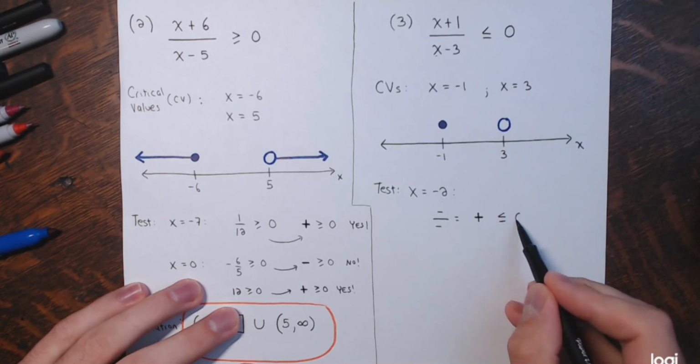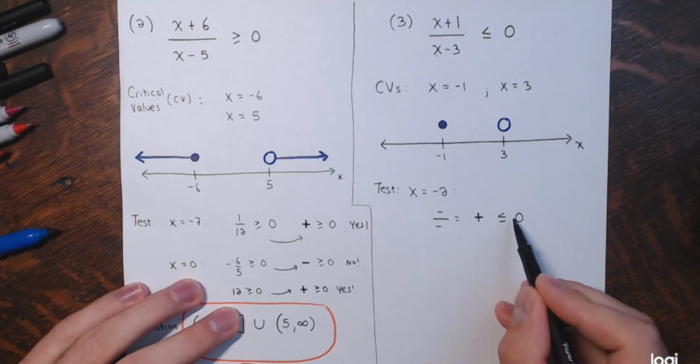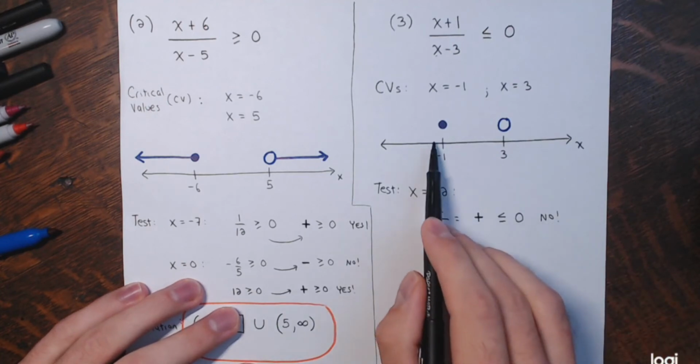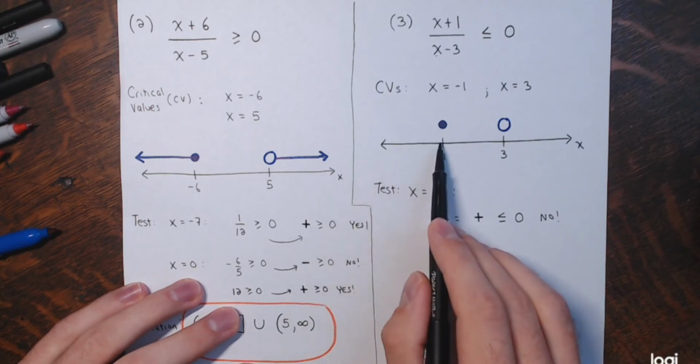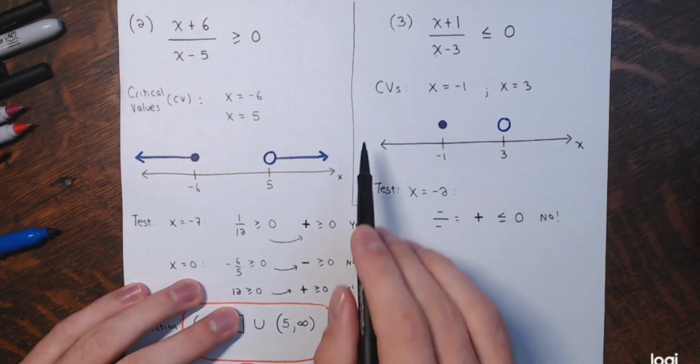Is that going to be less than or equal to 0? A positive number is greater than 0, so this is no. So this interval here to the left of negative 1 doesn't have solutions. So I'm going to leave it blank in the graph.